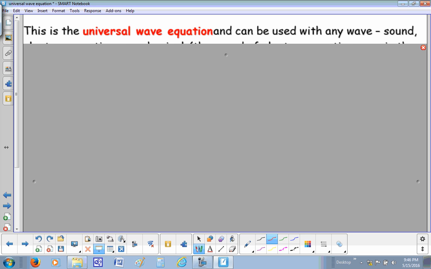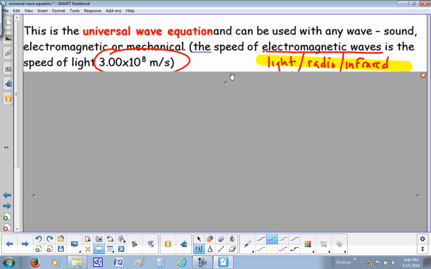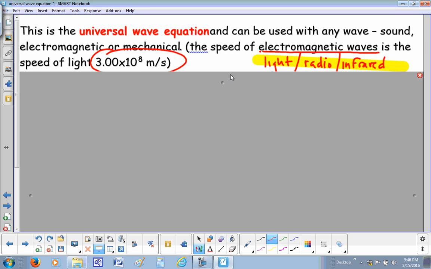All right, now, this wave, as I said, is universal. So this equation is universal. It can be used for any wave. So if we have an electromagnetic wave, something like light, radio, infrared, X-rays, we can use the same equation. The only thing to remember then is that the speed of these waves in air and in vacuum is 3.00 times 10 to the 8th meters per second. So if you ever have a situation where I'm asking you to solve something and you're missing the speed, check to see if it's an electromagnetic wave. You know then that the speed is going to be the speed of light.